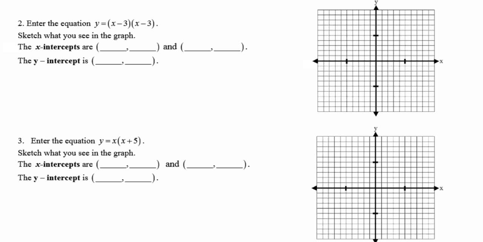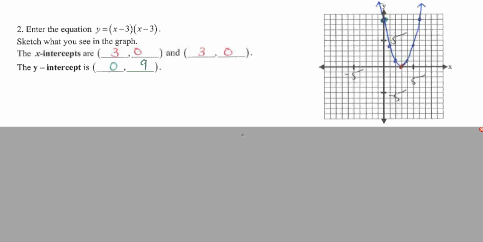Now our next equation was y equals x minus 3 times x minus 3. What happened to your graph? Well, if you notice, our x-intercepts are at (3, 0) and (3, 0). Again, remember, it's touching the x-axis and it's being used on the decreasing interval and your increasing interval. That's why we're listing it twice. We can see our y-intercept is at (0, 9).